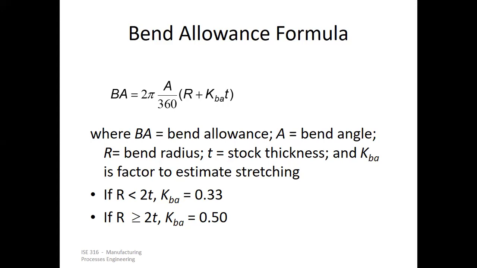R is the bend radius. A is the bend angle. R is the bend radius. T is the stock thickness of the sheet metal. KBA is a factor to estimate the stretching.